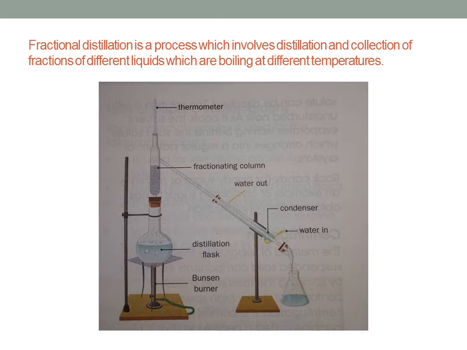The vapors of the component with a lower boiling point rise to the top of the fractionating column. These vapors are then allowed to pass into a condenser where they cool to form pure liquid. This liquid is then collected in a container. The vapors of the component with a higher boiling point condense at the bottom of the fractionating column.